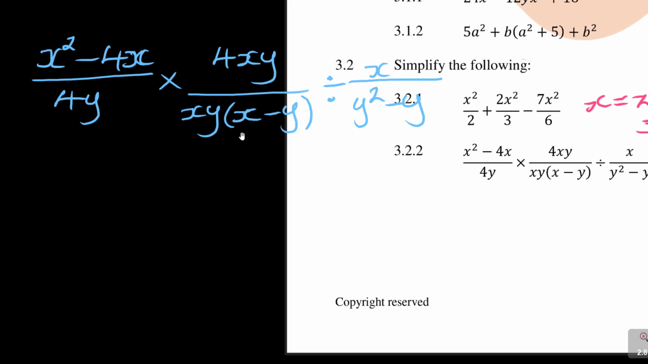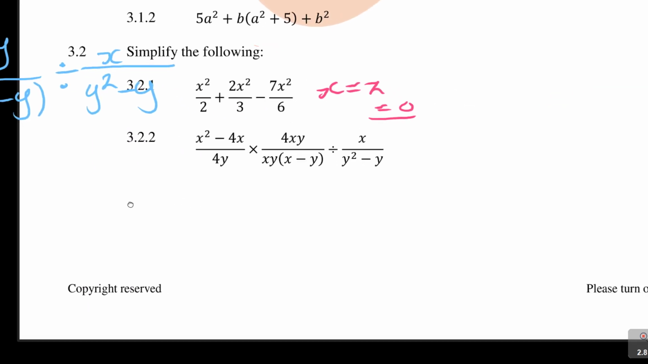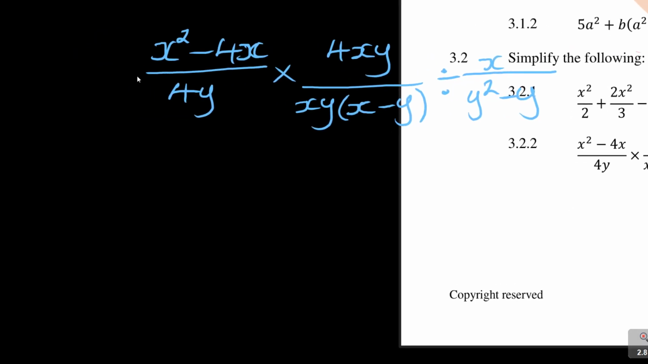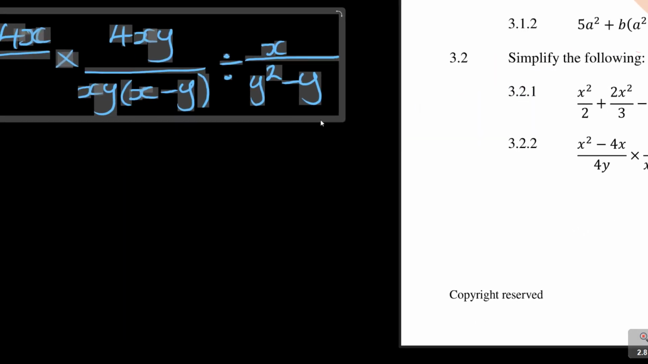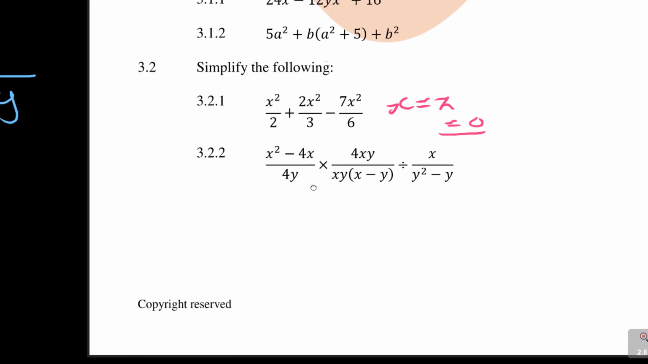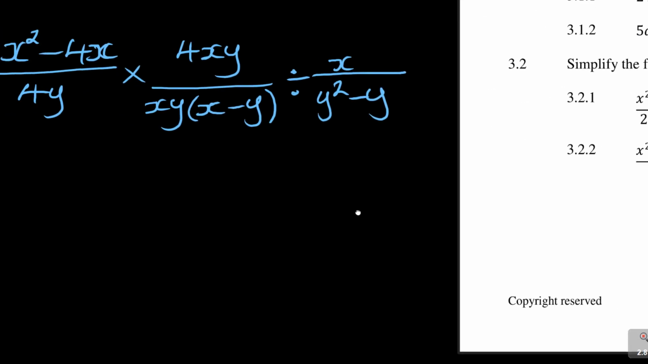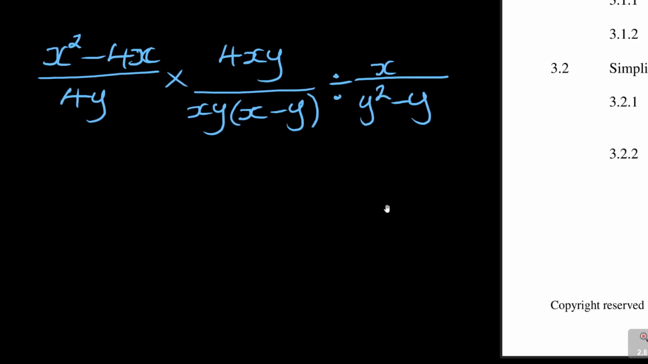X squared minus 4x over 4y times 4xy over xy minus y, divided by x over y. This is now 5 marks. We're supposed to simplify the following, and then they gave us this. I just wrote it here. They want to check quite a few things from you, but don't forget, it's still factorization that they are picking up from you.